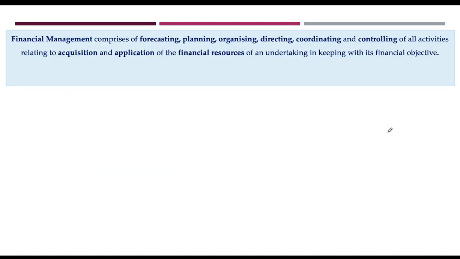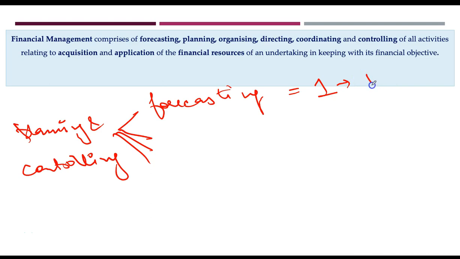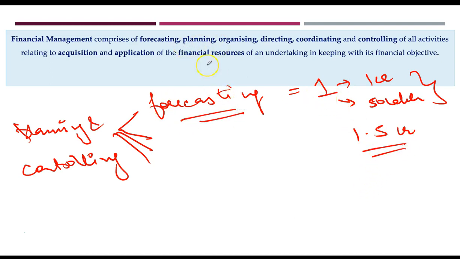Now the detailed definition. Financial management comprises planning and controlling. What are the different aspects of planning and controlling financial resources? It would include forecasting, wherein you say that for the first year of my operations I will need, let's say, 1 crore rupees, and in the second year I need another 50 lakh rupees for running, and therefore the overall capital that I'm looking at is 1.5 crores. So, forecasting.